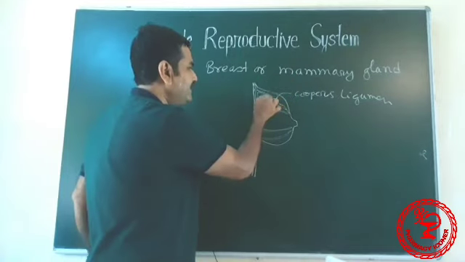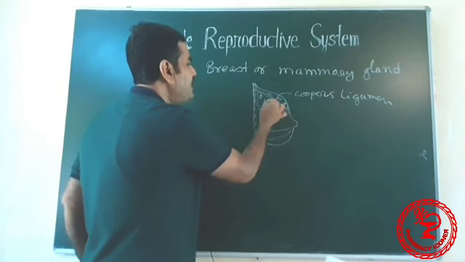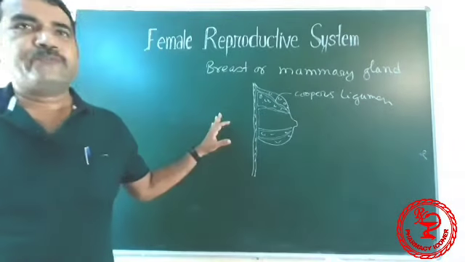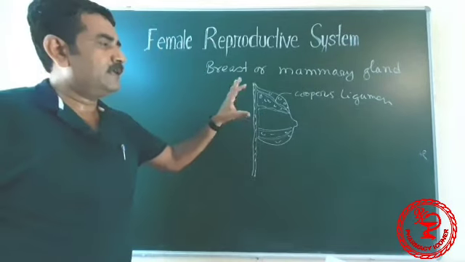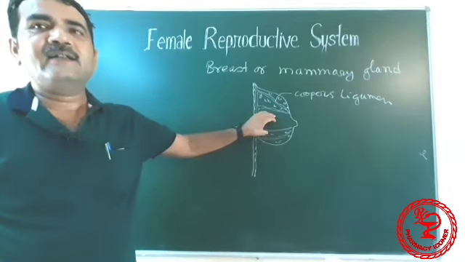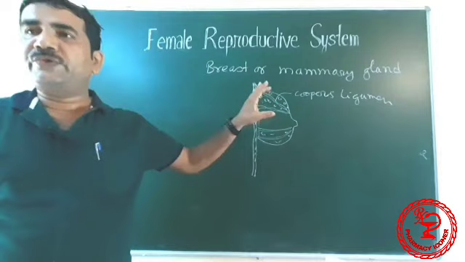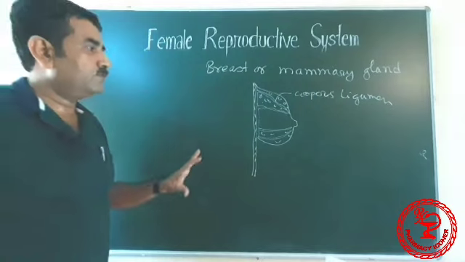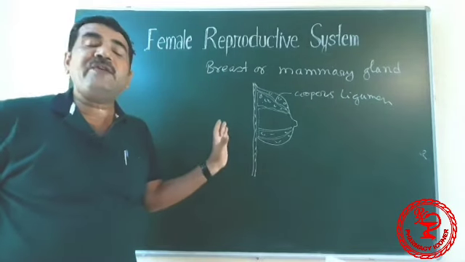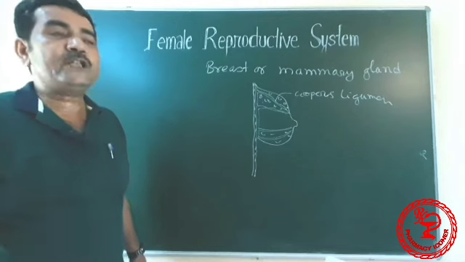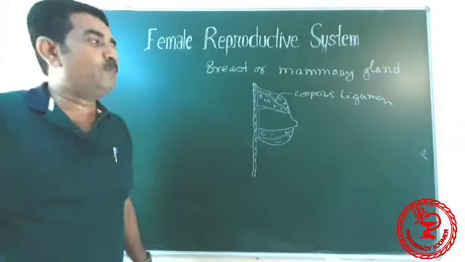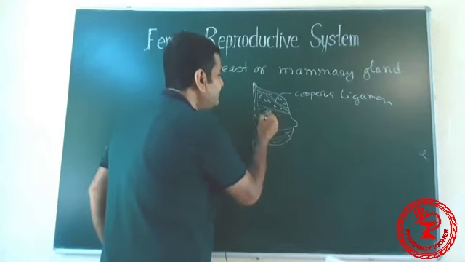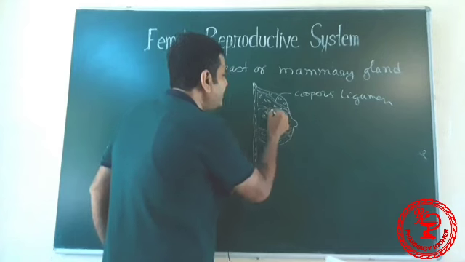Inside the breast, most of the portion is filled with adipose tissue. And inside the breast there are 15 to 20 lobes. Most of the time it is 20, however, it could be 15 also. Each lobe has numerous lobules like a branch of grapes.